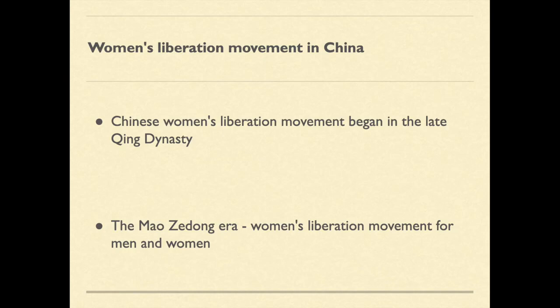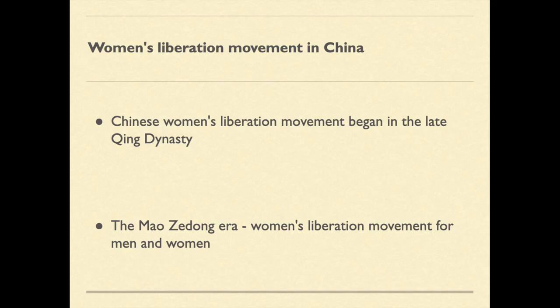Secondly, the Mao Zedong era, women's liberation movement for men and women. The women's liberation movement in the Mao Zedong era advocated equality between men and women. Women enjoyed the same political and social rights as men. Feminism was criticized and banned as Western bourgeois ideology. The Marxist view of women began from the May 4th period.